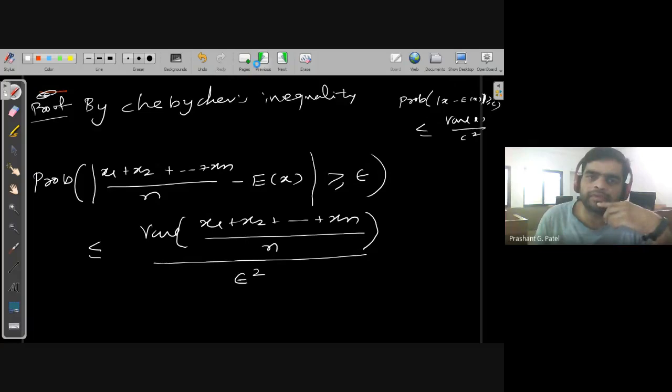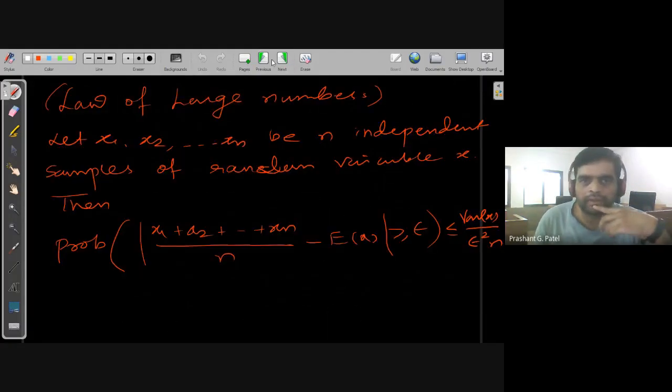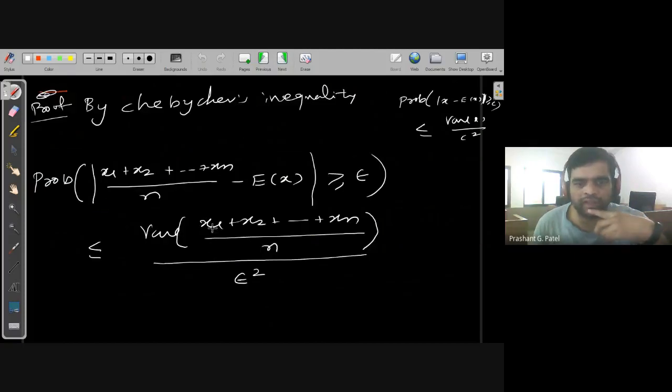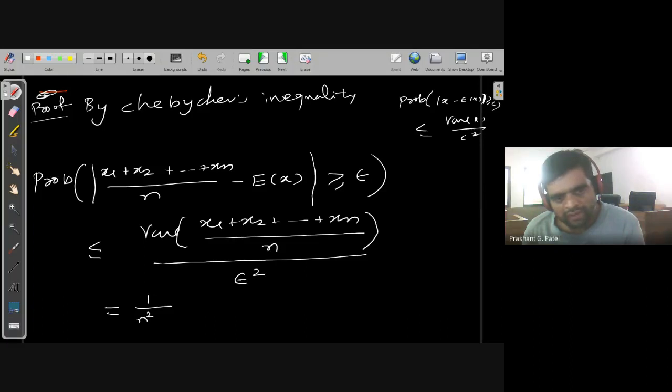And as per the previous discussion, the variance of c times x is c square times variance of x. So that's why here we have the variance of x1 plus x2 plus xn upon n square. So 1 upon n square is the c square. That gives me that this is equal to 1 upon n square epsilon square into variance of x1 plus x2 plus xn.